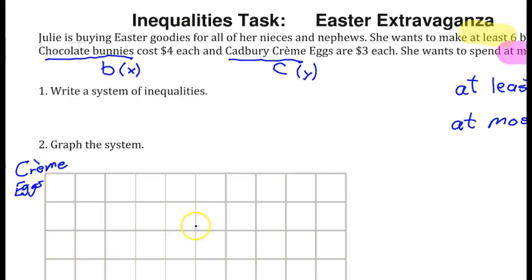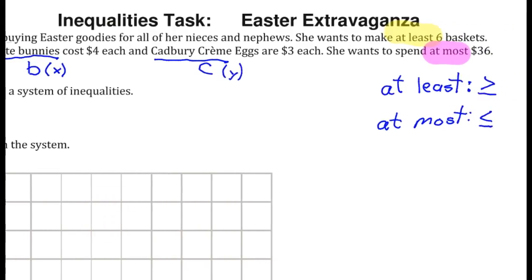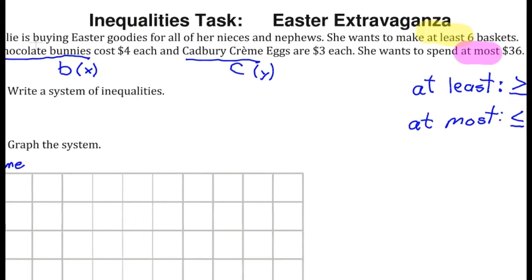Alright, so let's write a system of inequalities. They don't just tell us what the inequalities are, we have to come up with them.